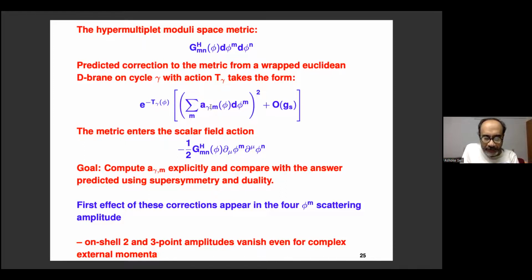So it's clear from this that the first effect of these corrections will appear in the 4-point scattering amplitude. In fact, it will be proportional to the Riemann tensor computed from this metric. Now, why 4-point? One can easily convince oneself that on-shell 2-point and 3-point amplitudes vanish even for complex external momentum. It's not necessarily true for spinors and tensors, but at least for scalars, one can easily check that on-shell 2 and 3-point amplitudes vanish. These are derivative couplings, so you have to go to the 4-point amplitude.